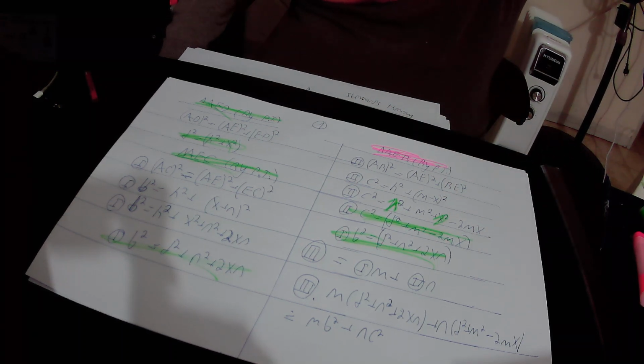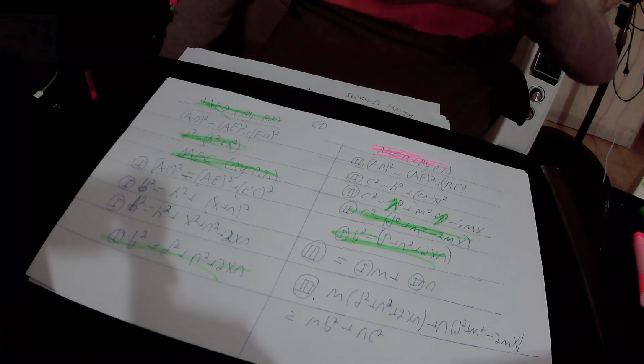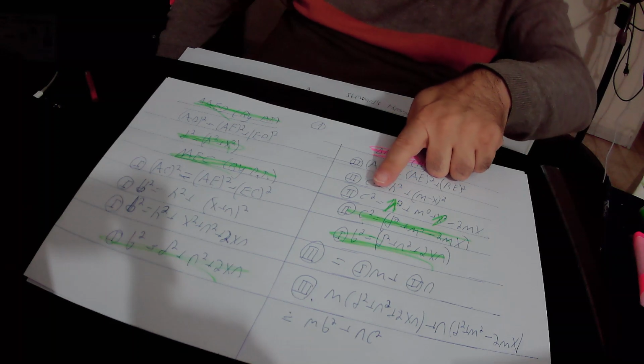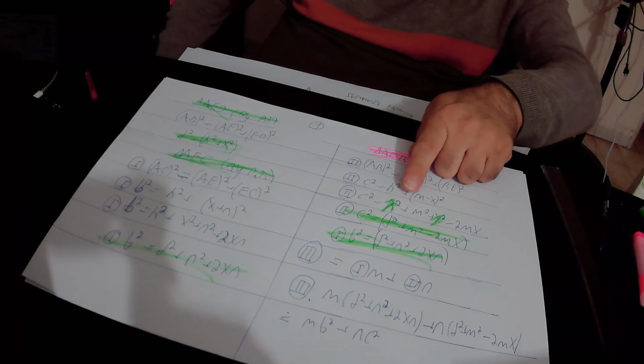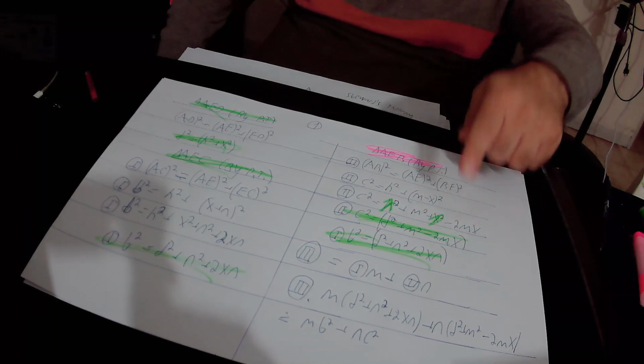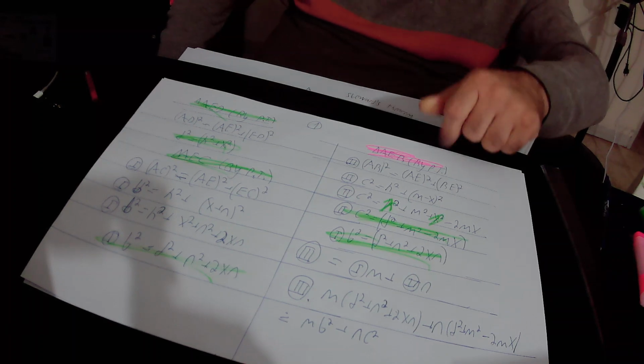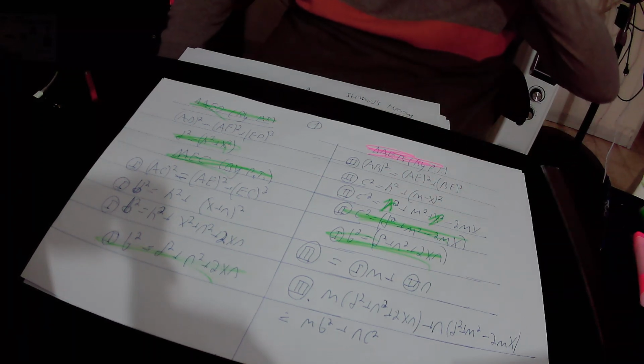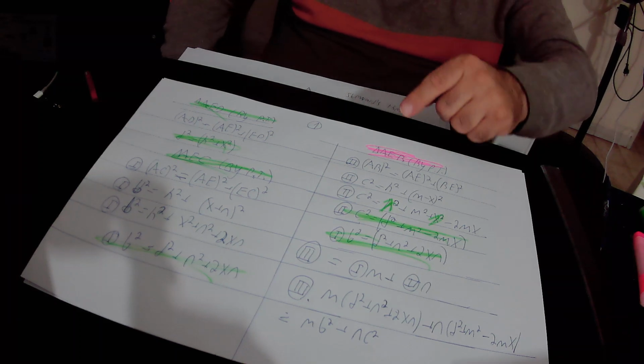Okay, so we have here, according to equation number 2, c squared equals d squared plus m squared minus 2mx, and we already found out that according to equation number 1, b squared equals d squared plus n squared plus 2xn. Then we created equation number 3.